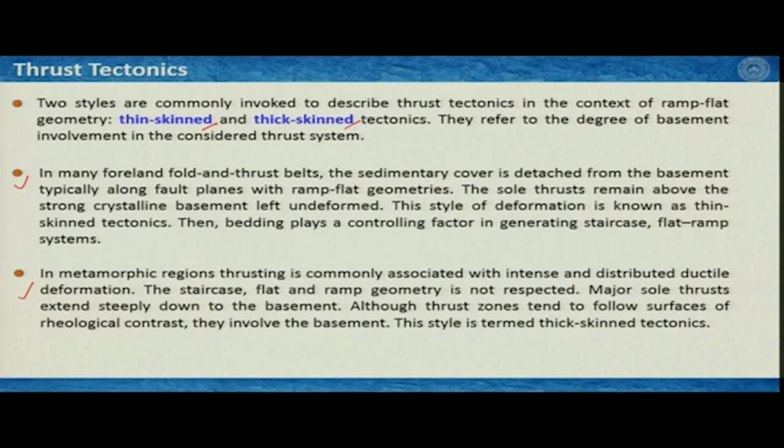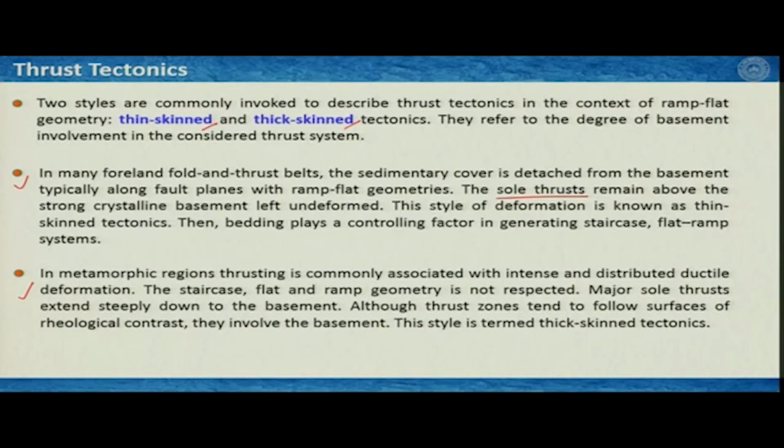layers. Now if the thrust initiates in between the basement and the sedimentary layers, typically along the fault planes, then it shows the ramp flat geometries. Now the sole thrusts, we'll learn about it soon. Thrust that is generating at the bottom is known as sole thrust. They remain above the strong crystalline basement, and the crystalline basement remains virtually undeformed. Now this style of deformation is known as thin-skinned tectonics.